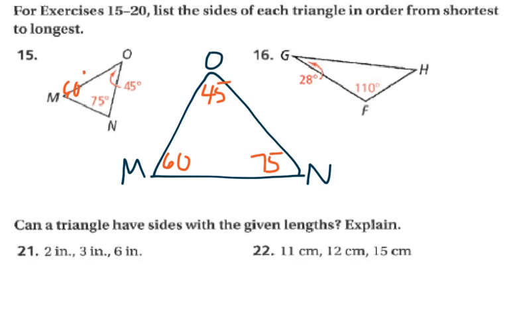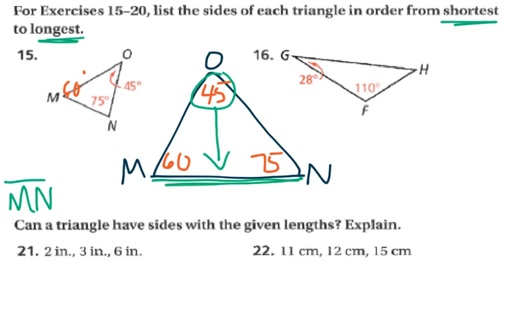So let's see. Okay, we're going from shortest to longest. So we're going to start with the 45. So 45 degrees, I'm going straight across. That would be MN. So the first side is MN. Make sure we put our bar over it, make sure it's a line segment. So the shortest side is line segment MN.